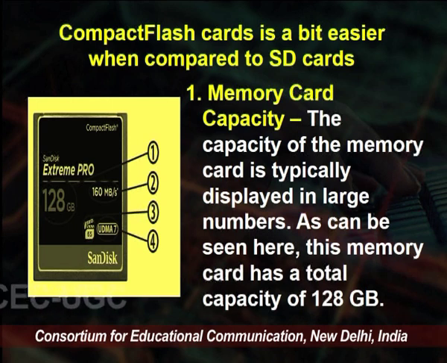Compact flash cards are a bit easier when compared to the SD cards. Now we can see this compact flash card, and it has another notation, just having a 4 notation on it. First is the memory card capacity, which is typically displayed as a large number. As can be seen here, this memory card has a total capacity of 128 GB.